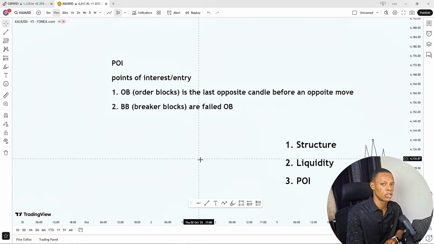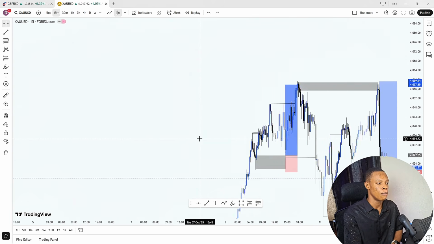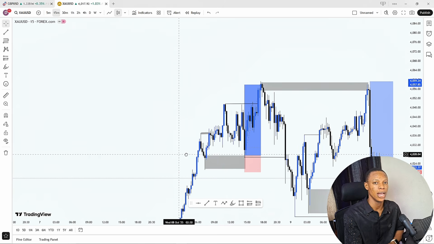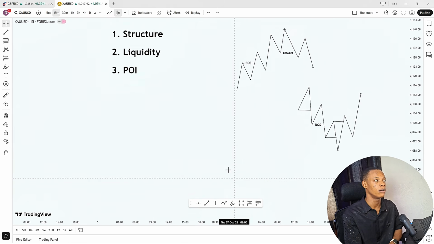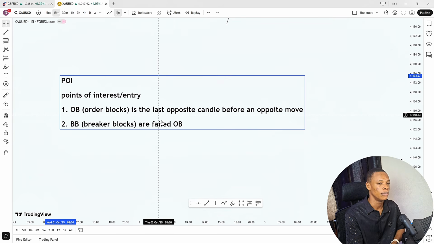Now, the first two things, you now know, okay, this market is bullish, I'm meant to look out for buys. Then, okay, all of these lows have liquidity, all of these highs have liquidity. But where will I enter this trade from? Where will I set my buy limits or sell limits? They are the POI.